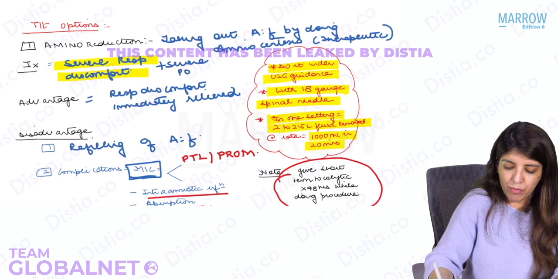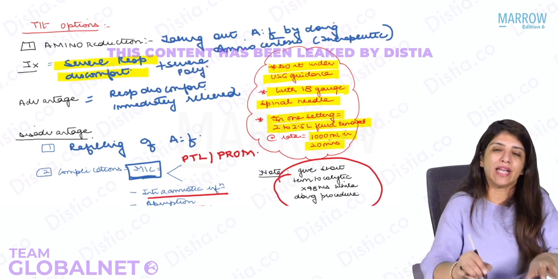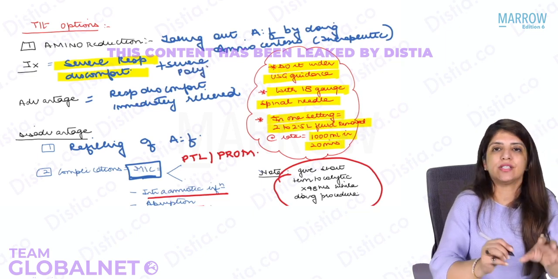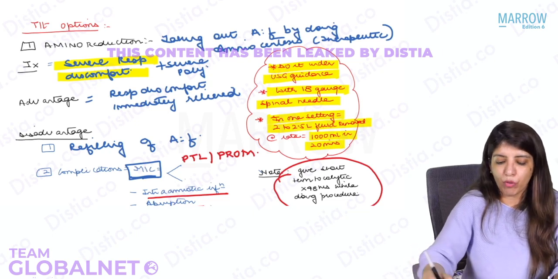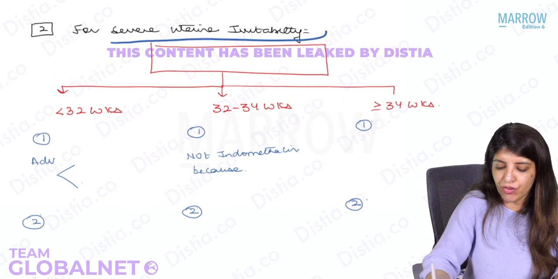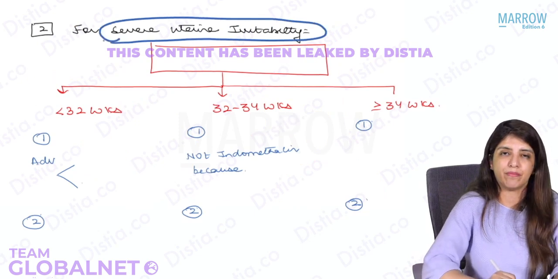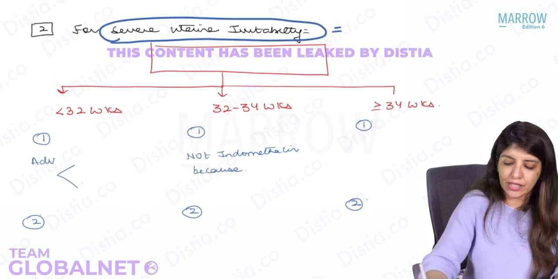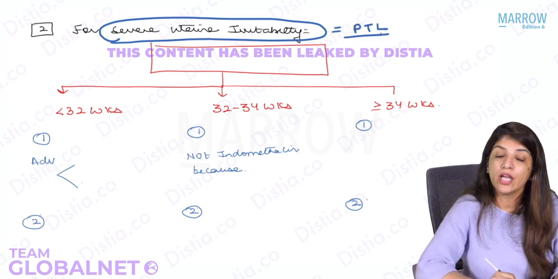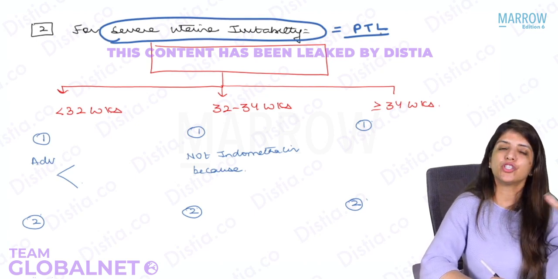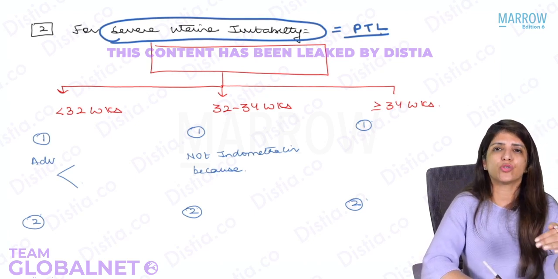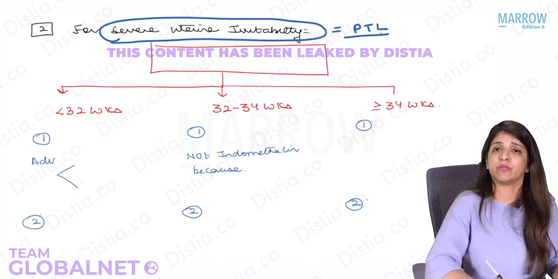There was severe polyhydramnios with the main complaint of respiratory discomfort. Now suppose your patient is coming with severe polyhydramnios with severe uterine irritability, so much so that it can lead to preterm labor. Now the patient is coming to you not because of respiratory discomfort. She is coming to you because of severe uterine irritability.